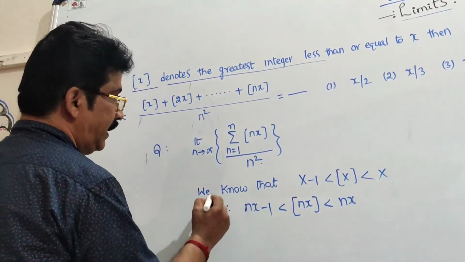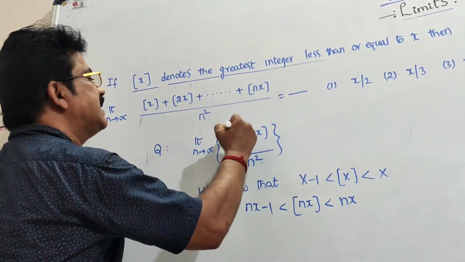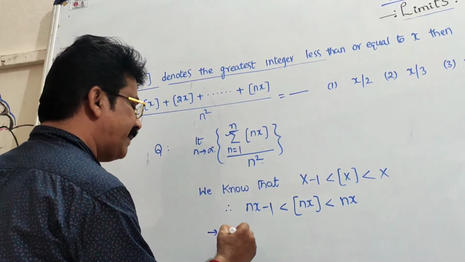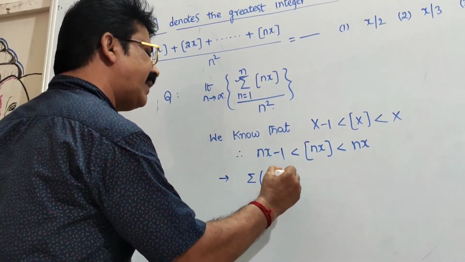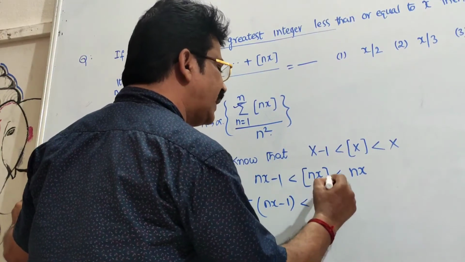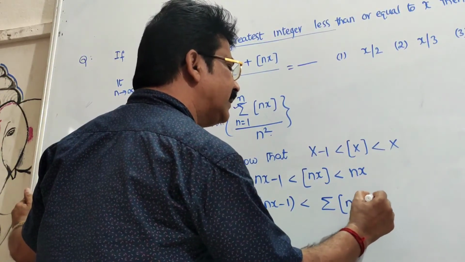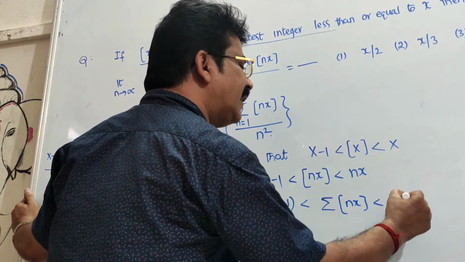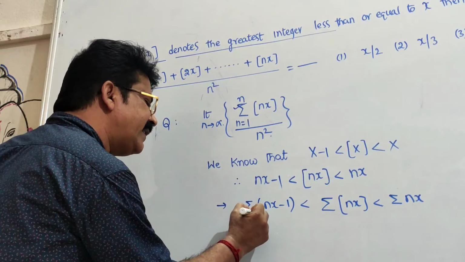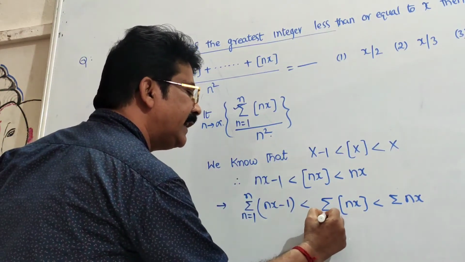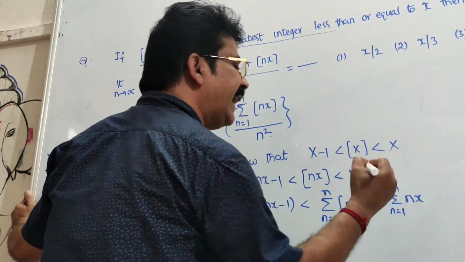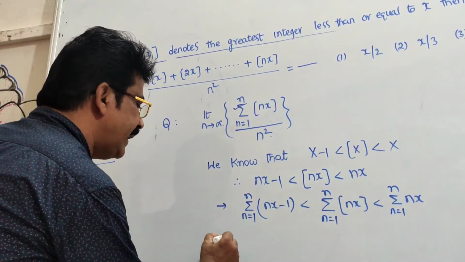Next, just apply sigma throughout the inequality. So sigma of nx minus 1 is less than sigma of box of nx, which is less than sigma of nx, where sigma means n goes from 1 to n.